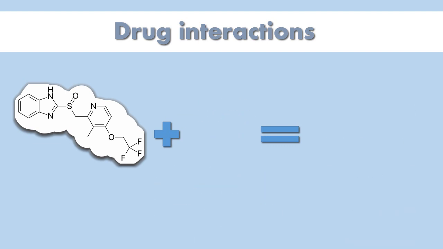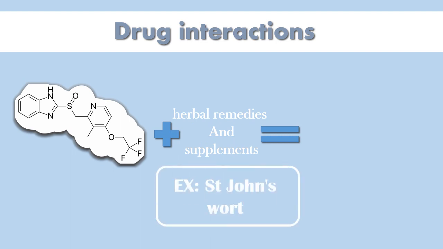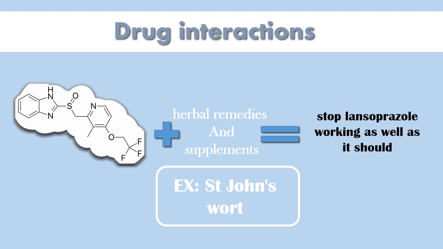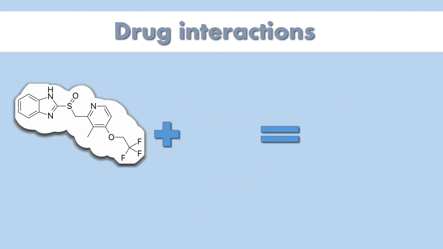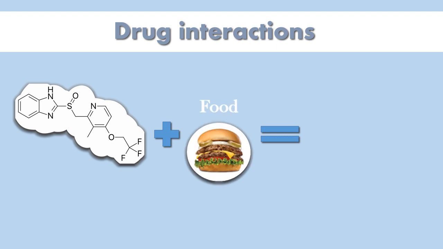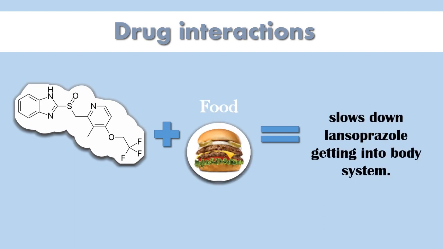Mixing lansoprazole with herbal remedies and supplements, such as remedies for depression, reduces the amount of lansoprazole in the blood and makes the medicine less effective. In other words, it may stop lansoprazole from working as well as it should. Lansoprazole works best if you take it 30 minutes before a meal or snack. That's because food slows down the drug getting into the system.